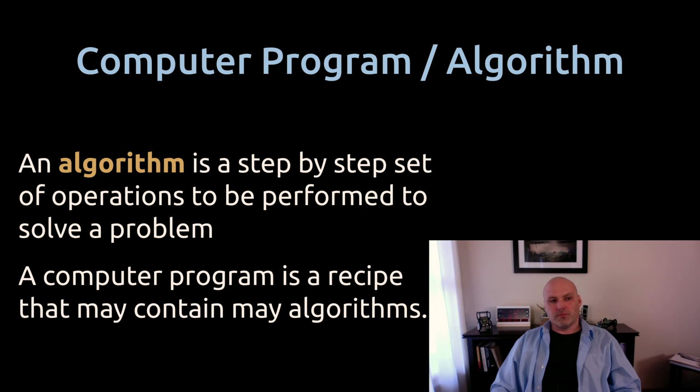The next important term I want to explore today is an algorithm. An algorithm is a step-by-step of operations that we're going to perform in order to solve some kind of problem. What makes this different from a computer program is simply that a computer program may contain one or more algorithms. An algorithm is a discrete problem that we're trying to solve, but a computer program may encompass more than one.